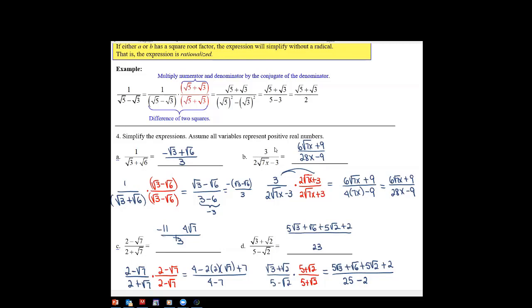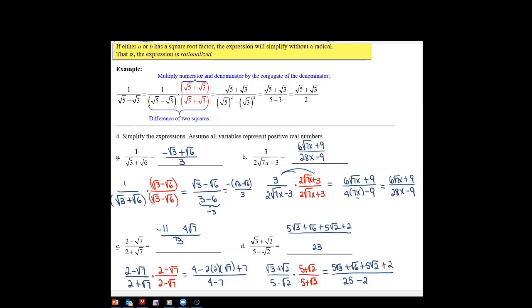So the next one, for part B, the conjugate of 2 radical 7x minus 3 would be 2 radical 7x plus 3. See how if I multiply that by its conjugate, you get the difference of squares again. And don't forget this 2 gets squared and becomes 4. And this radical 7x squared becomes 7x. And 3 squared would be 9.